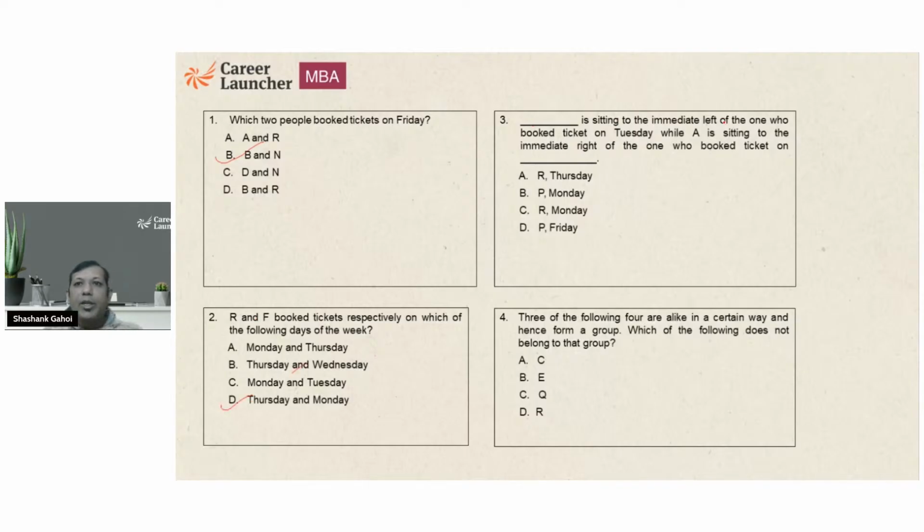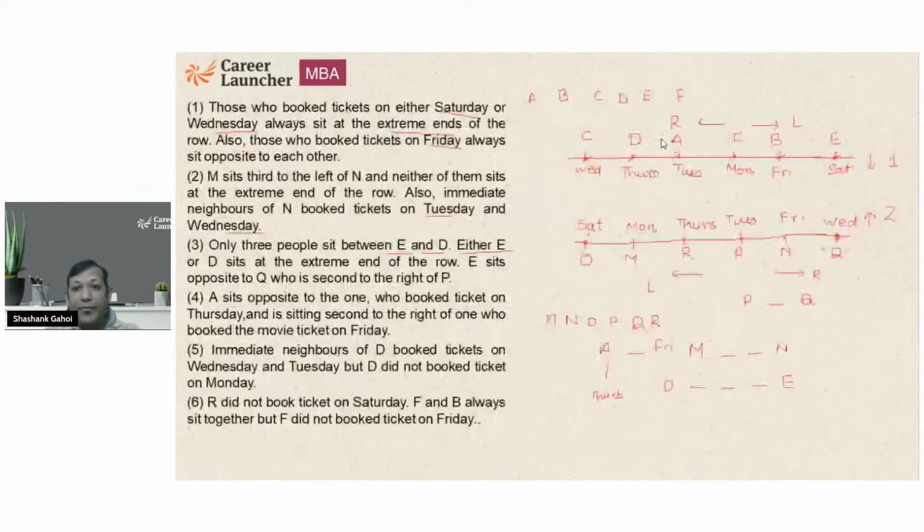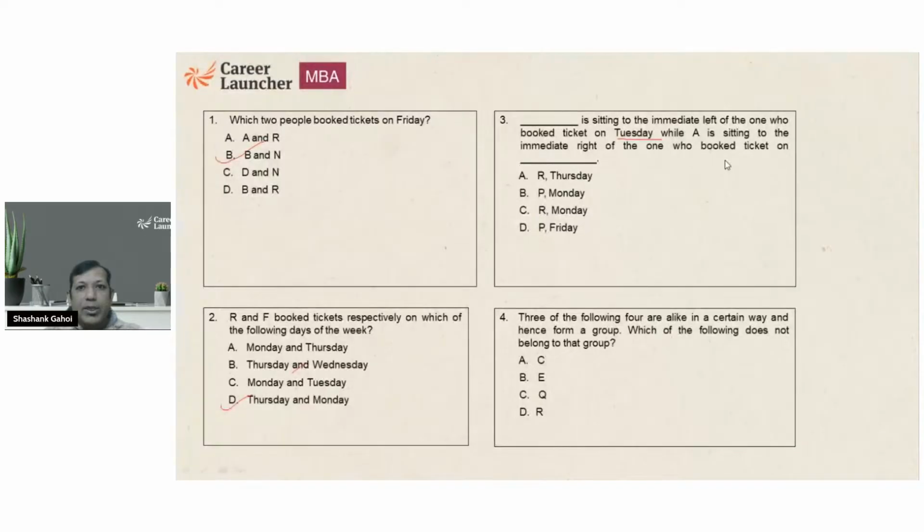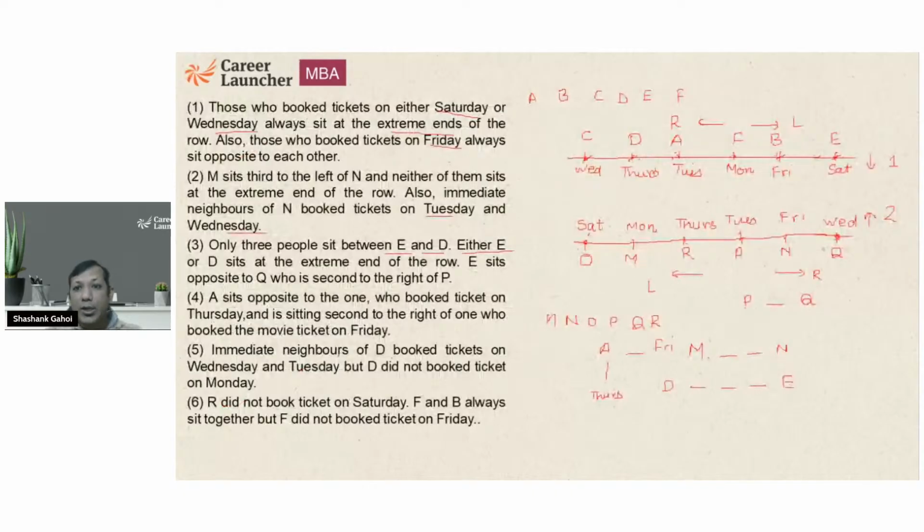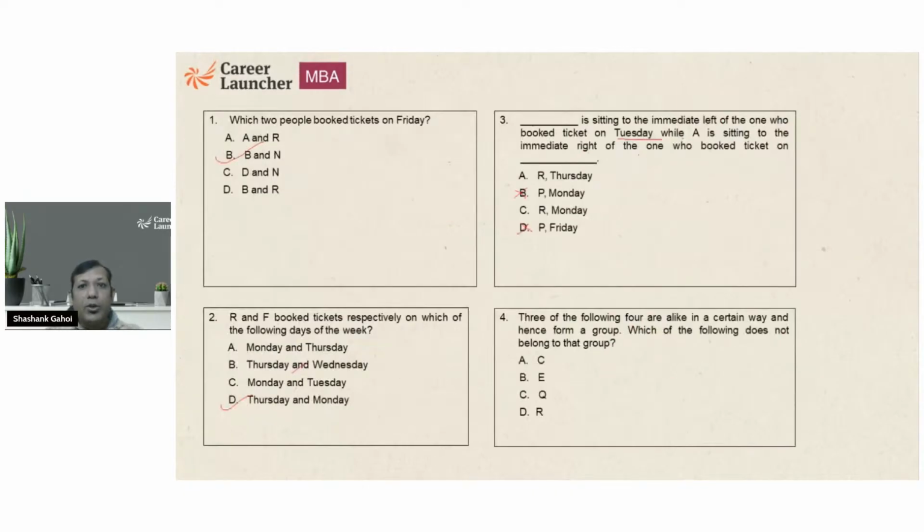Someone is sitting immediate left of someone who booked ticket on Tuesday. So immediate left of a guy who booked ticket on Tuesday. So one is R, second one is F. So R and F. So basically here I am going to say that this option is gone, this option is gone. Okay. While A is sitting to the immediate right of the one who booked ticket on Monday. So that's going to be option C.